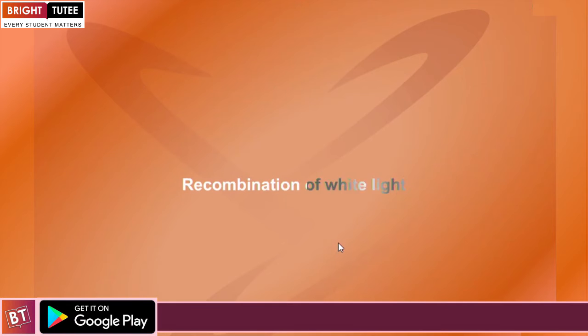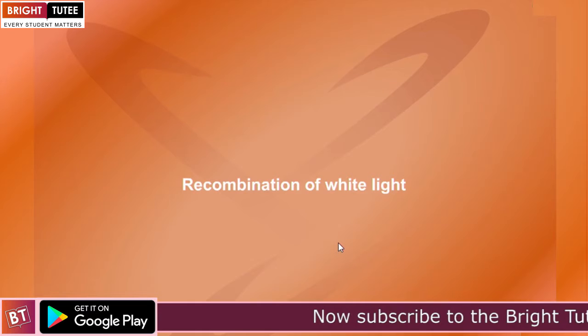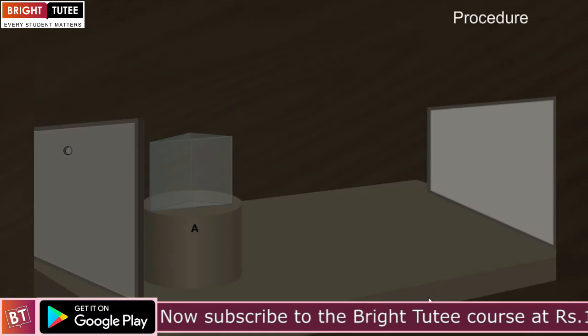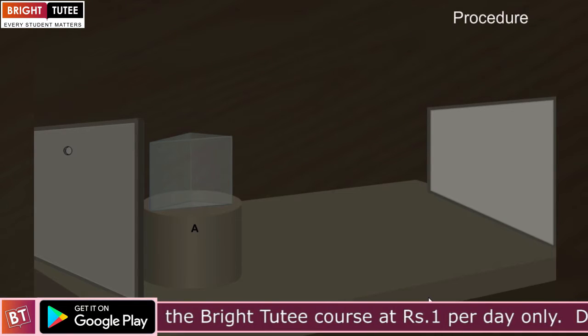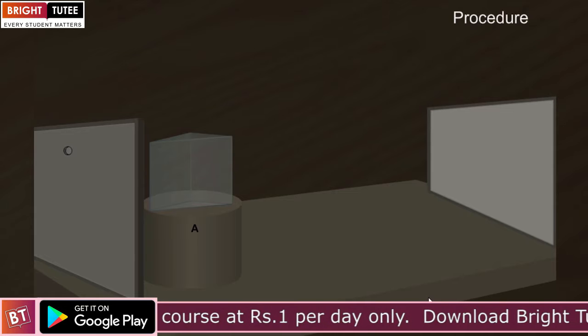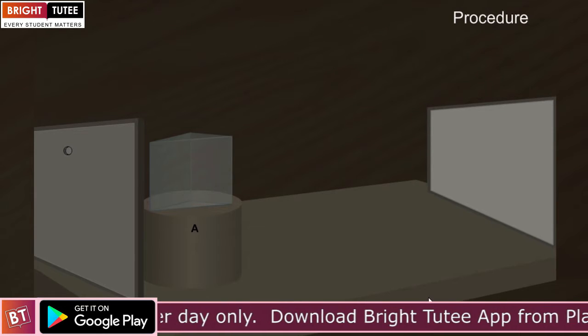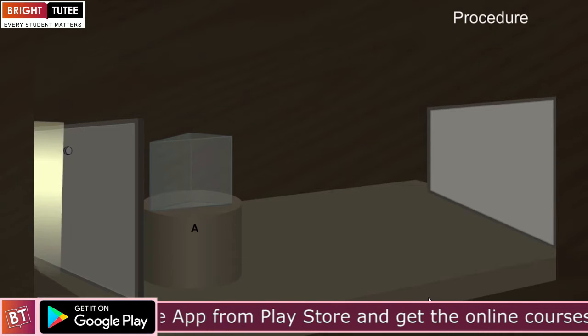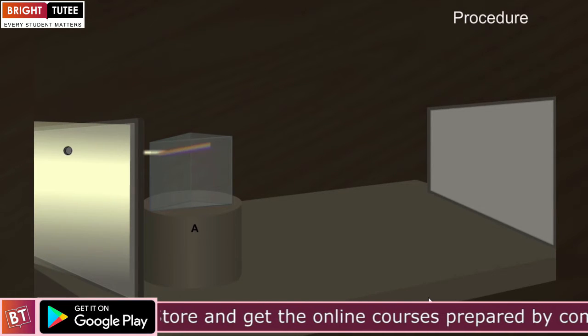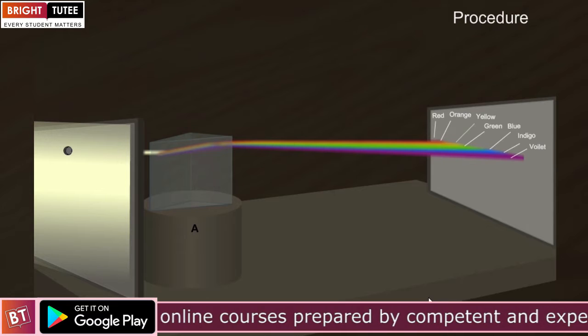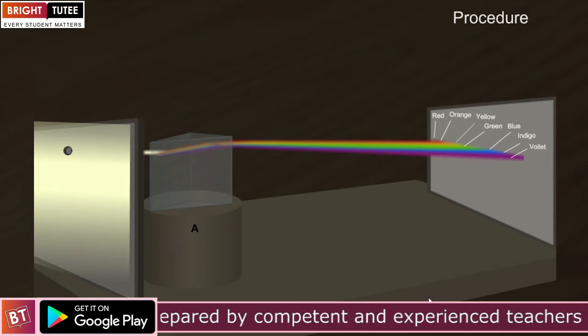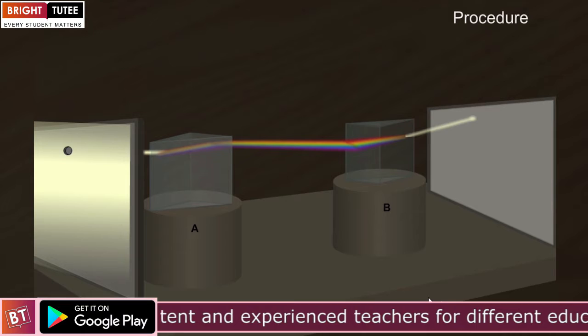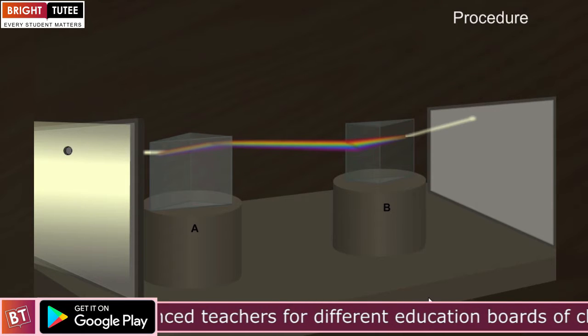Let's have some fun with this animated video regarding recombination of white light. Now for this experiment, Newton took two exactly similar prisms, that is, the prisms were of the same material and had the same refracting angle. He passed white light through a slit and allowed it to fall on the prism A. He obtained a spectrum on the white screen.